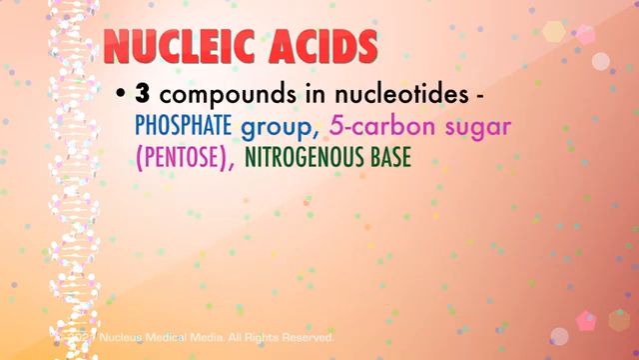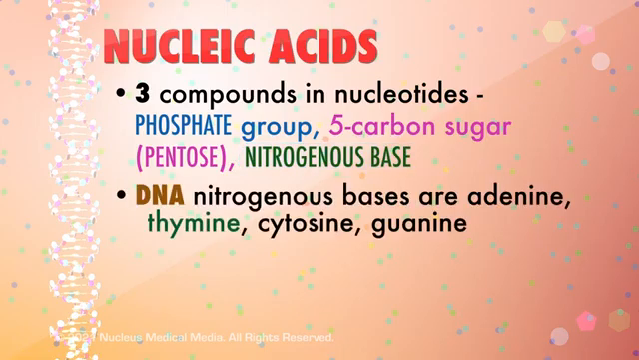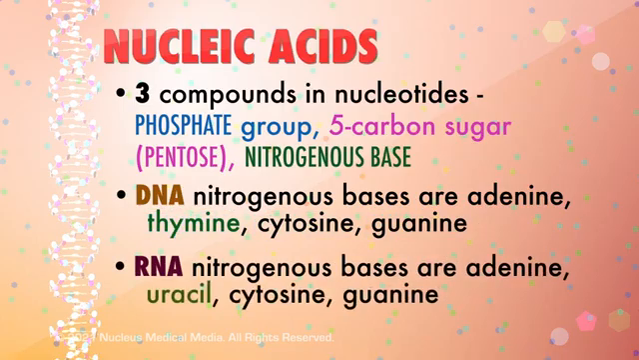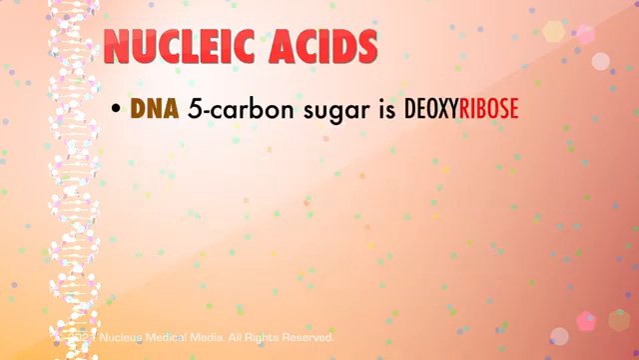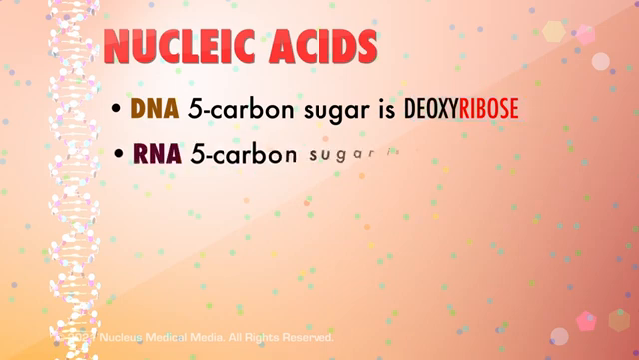Nucleotides consist of 3 compounds: a phosphate group, a 5-carbon sugar, also known as a pentose, and a nitrogenous base. The nitrogenous bases in DNA are adenine, thymine, cytosine, and guanine. The nitrogenous bases in RNA are adenine, uracil, cytosine, and guanine. The 5-carbon sugar in DNA is called deoxyribose, while the 5-carbon sugar in RNA is called ribose.